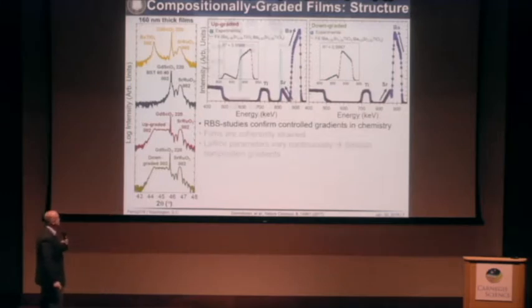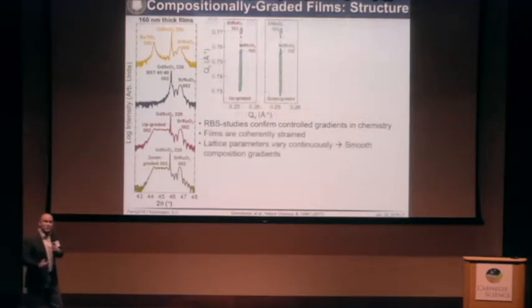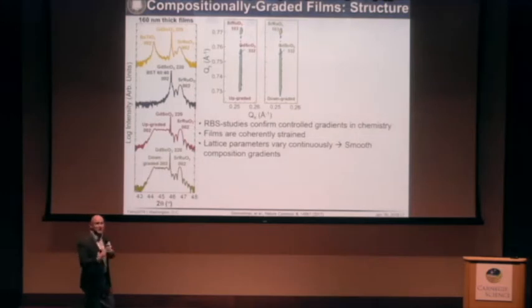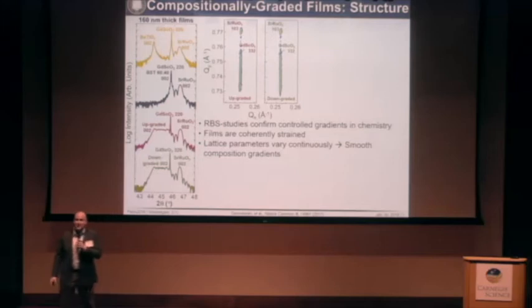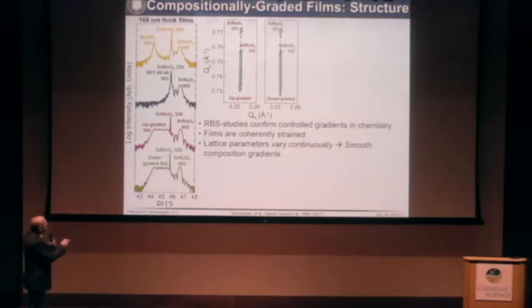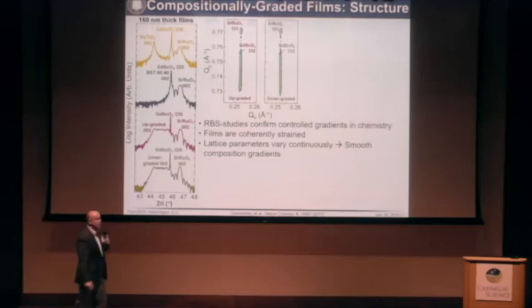Now, what's really cool about these is that we grow these things that have varying lattice parameters, and they remain coherently strained to the underlying substrate. So these are reciprocal space maps. We have the same in-plane lattice parameter, but a continuously varying out-of-plane lattice parameter in these structures, and we can grow both up and downgraded versions in this coherently strained fashion.